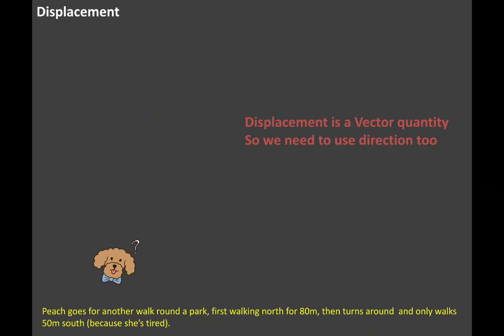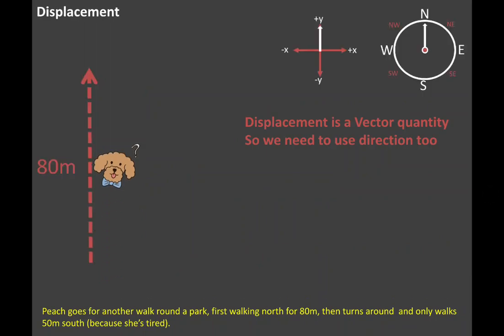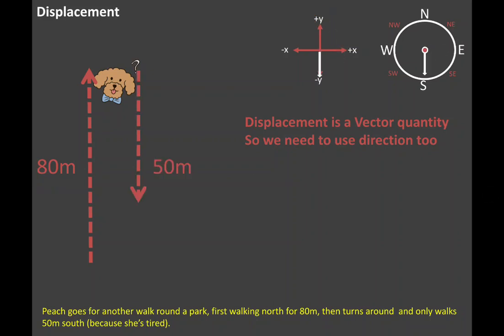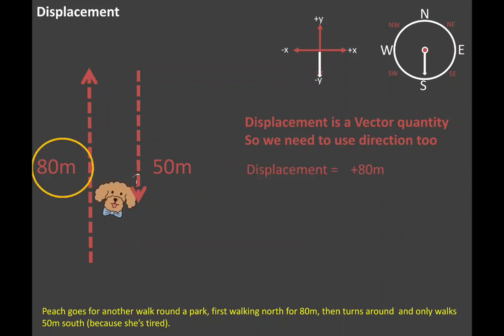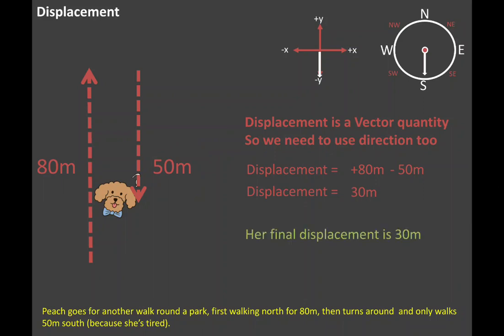But what about displacement? Displacement, we said, is a vector quantity. He starts from this point, walked to the north for 80 meters, and then walked back 50 meters in the opposite direction. These are two different directions, right? So we subtract them from each other. The displacement would be 80 minus 50, which is equal to 30 meters. That means our final displacement is 30 meters. He is 30 meters away from the starting point. That is displacement.